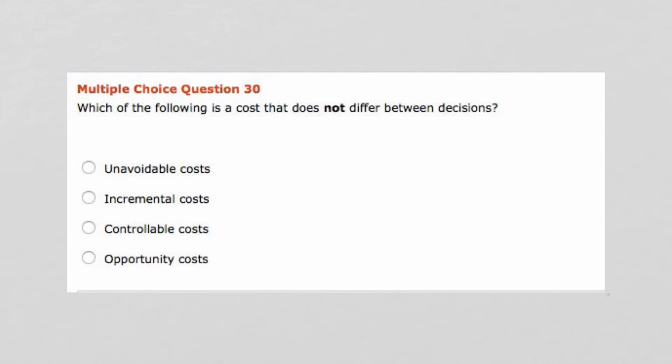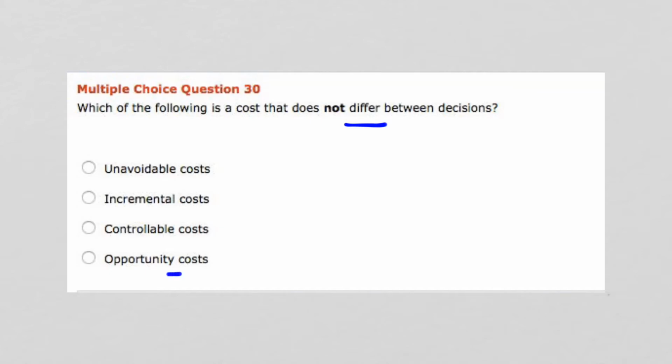Okie dokie, so let's look at this one now. Which of the following is a cost that does not differ between decisions? And actually that word should be written or pronounced differ, not defer, differ. Which of the following is a cost that does not differ between decisions? And this is a more challenging type question, but let's see what you've got.